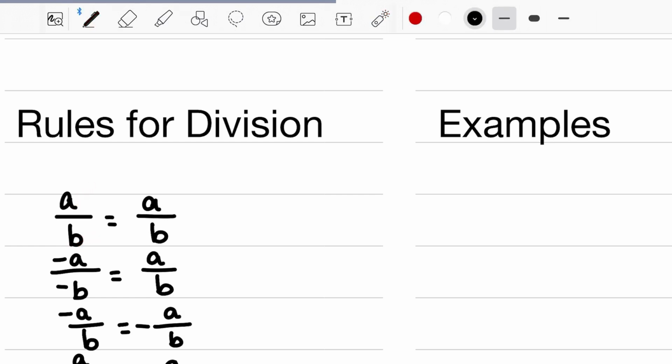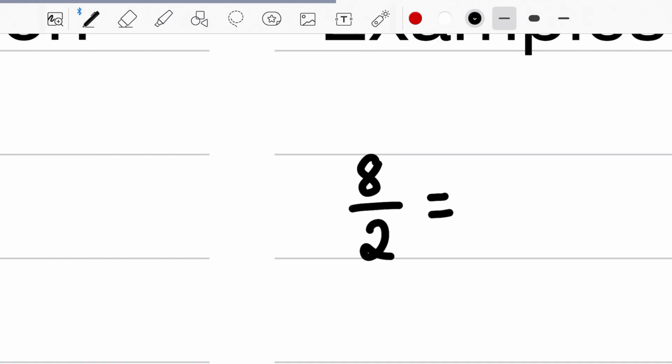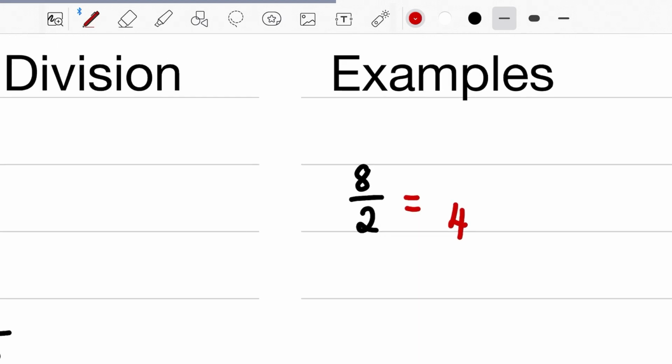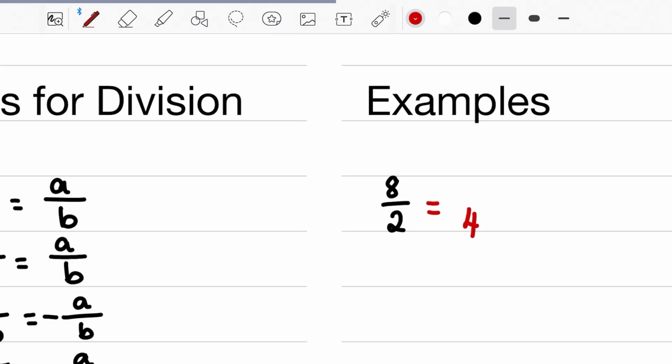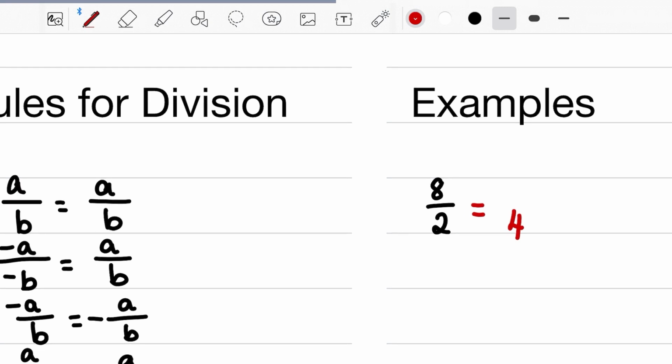So let's use the example 8 over 2. 8 over 2 is going to be equal to, well, 8 divided by 2 is 4. Since 8 is positive and 2 is also positive, your answer remains as positive 4.